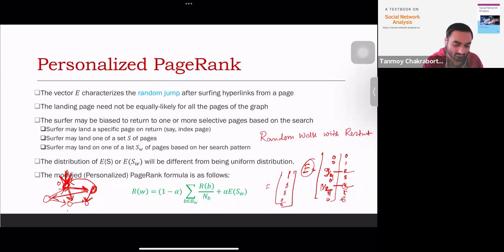Now these concepts are occasionally used in network science in general, so please remember them. We'll discuss random walk with restart later when we discuss node2vec and DeepWalk. In fact, in link prediction also we'll discuss random walk with restart and see how it is an effective way of ranking nodes.